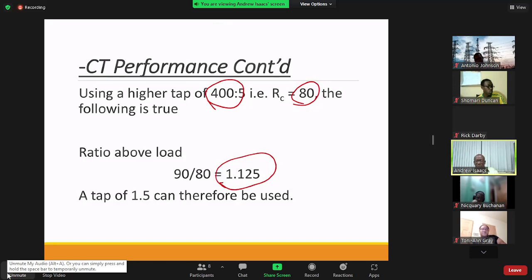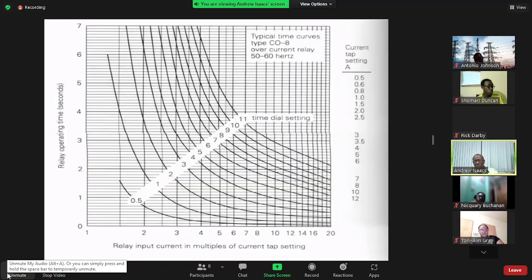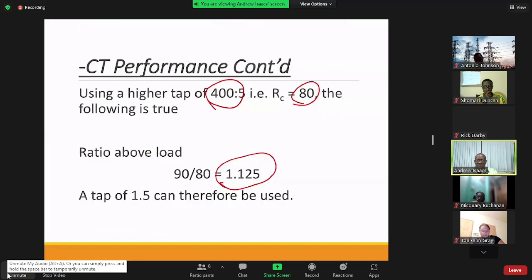And if we look back at our curve, we see that we have a 1.5 here. With 90 over 80, this is the maximum load, we get 1.125. Don't sweat it, I guarantee you, because you have to go through all of this analysis, especially in lab number 2, it will become crystal clear. Maybe a little foggy now, don't worry about it. Let's understand some of the basic principles.